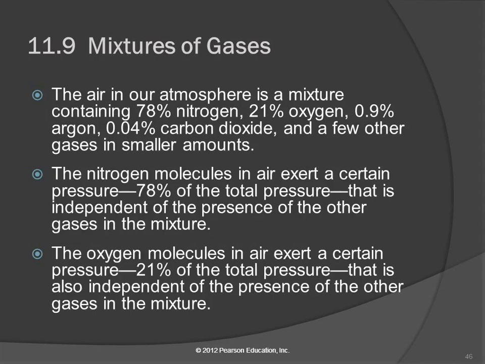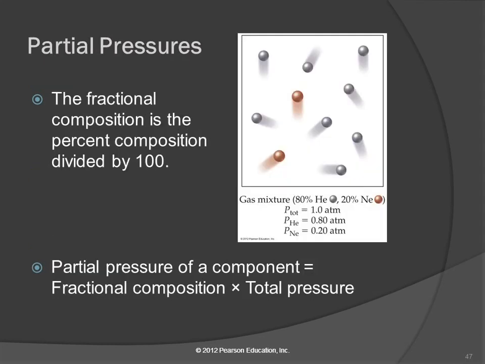The air in our atmosphere is about 78% nitrogen, 21% oxygen, 0.9% argon, and 0.04% carbon dioxide, and then traces of other gases. The nitrogen molecules are the main component of the air, and so they exert most of the pressure. They're 78% of the mixture by composition, and they exert 78% of the total pressure. The oxygen molecules are 21% in composition, and they exert 21% of the total pressure.